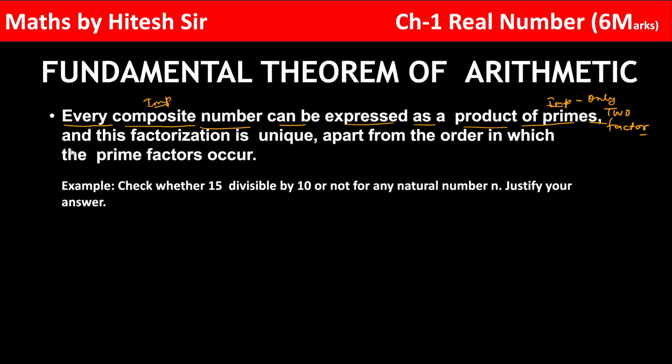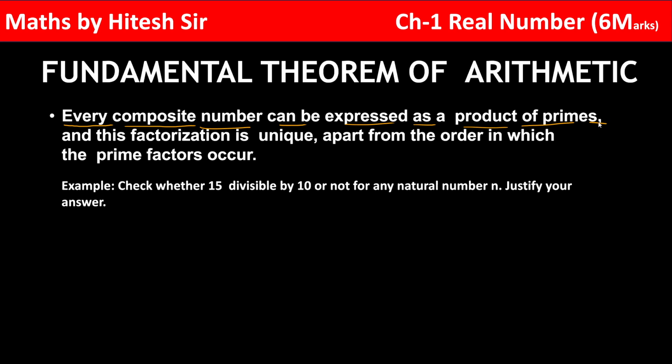Okay. So if any composite number is there, and we find the factors of the given number, it will be a product of prime numbers. And the factorization is unique, we can't break it apart from the order in which the prime factors occur. Let me check that we have understood the arithmetic theorem, but we need to understand what types of questions come in your board examination on this theorem.